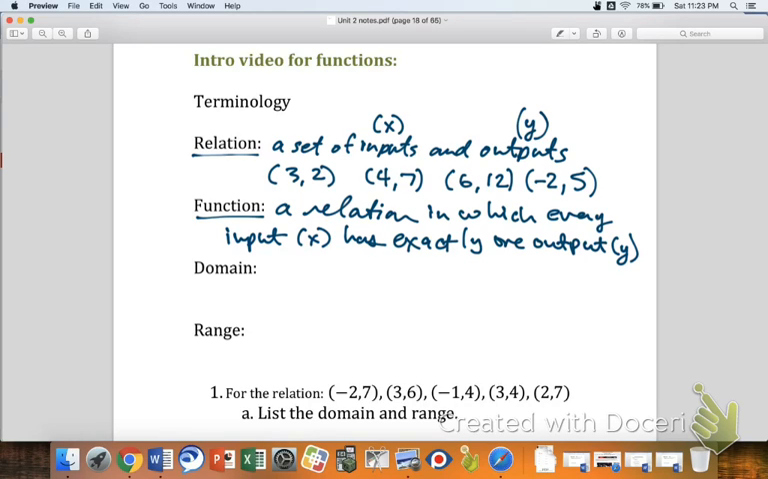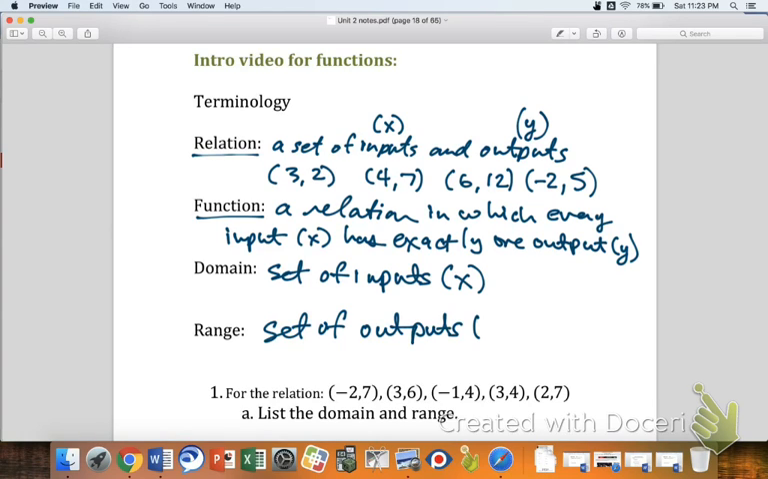Okay, the domain is the set of inputs. Of course, inputs go with x. The range is the set of outputs, and that, of course, goes with y.